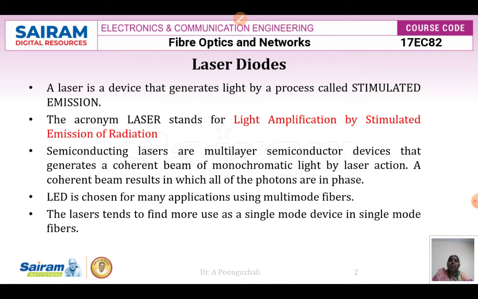So here, your laser diode is nothing but a device which is going to generate light by a process called stimulated emission. The acronym laser stands for light amplification by stimulated emission of radiation. Semiconducting lasers are multi-layer semiconductor devices which generate a coherent beam of monochromatic light by the laser action there.